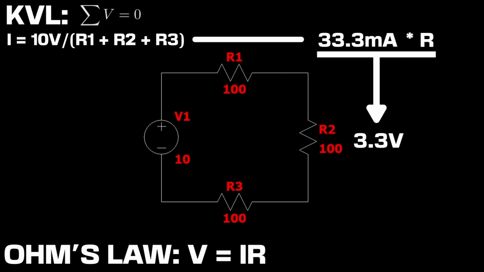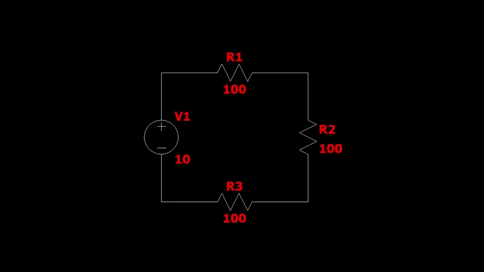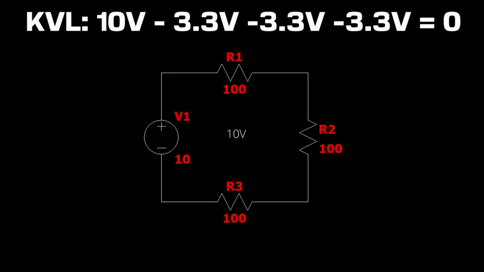If we have 3 equal resistors, it makes sense that the voltage drop across each resistor is the same. Taking a look at our loop, we start first at 10 volts. Then after that, we drop 3.3 volts. We then drop 3.3 volts once again, and then another 3.3 volts before we get to the very end. If we take a look at KVL, the sum of all voltages should be equal to 0. 10 volts minus 3.3 times 3 is equal to 0, so our math checks out.